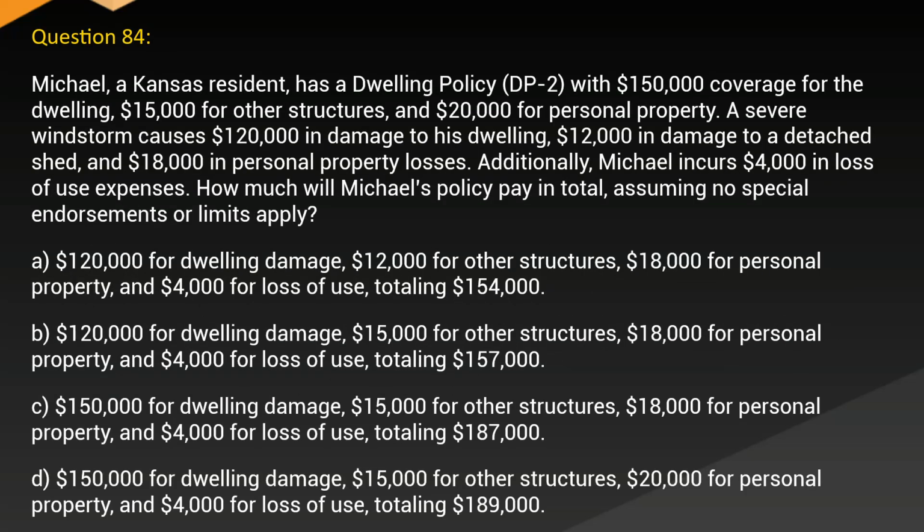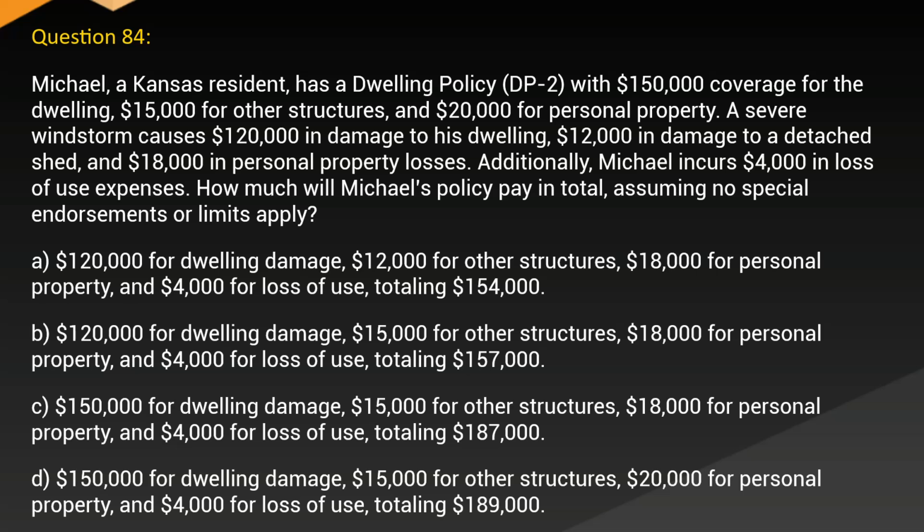Question 84. Michael, a Kansas resident, has a dwelling policy DP2 with $150,000 coverage for the dwelling, $15,000 for other structures, and $20,000 for personal property. A severe windstorm causes $120,000 in damage to his dwelling, $12,000 in damage to a detached shed, and $18,000 in personal property losses. Additionally, Michael incurs $4,000 in loss of use expenses. How much will Michael's policy pay in total, assuming no special endorsements or limits apply?